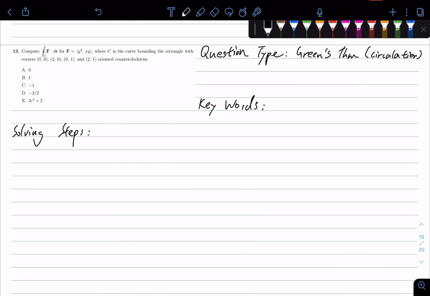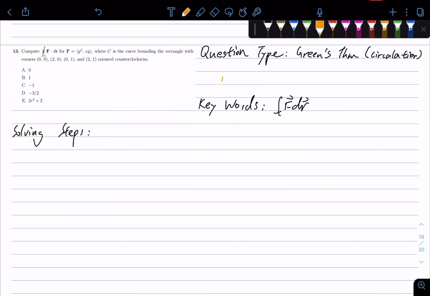So how do I know that this is a Green's theorem problem? Green's theorem for the circulation is particularly defined as this integral of F dot dr. It looks like a regular line integral in vector field definition, but the Green's theorem circulation form on the line integral side takes on this form. So I'm just going to write down over here.